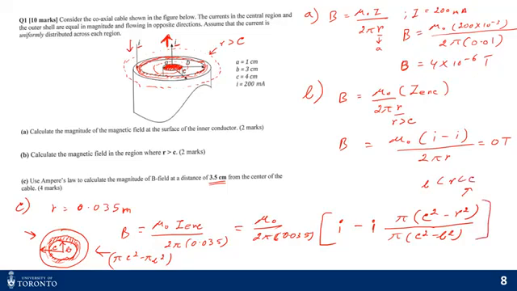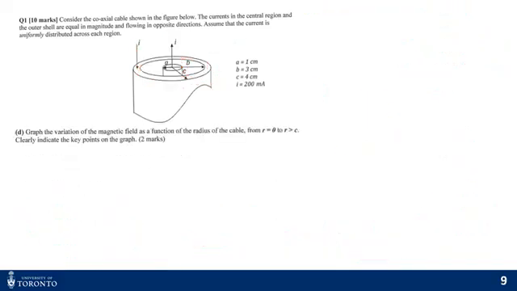So now once you plug in the values, you know all the values. You will get B is equal to basically 6.12 times 10 to the power minus 7 Tesla. Now, for the last part, they have asked you to find out how the magnetic field varies as a function of the radius, the distance from the center of the geometry, from r equal to 0 to r greater than c.